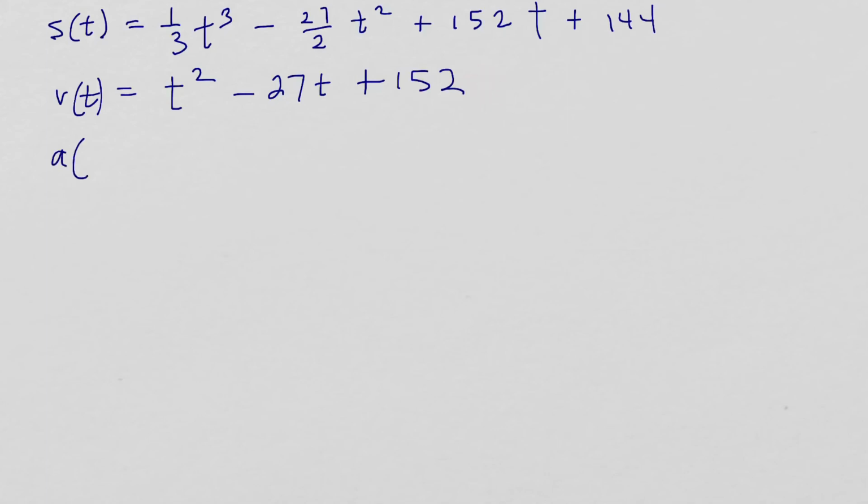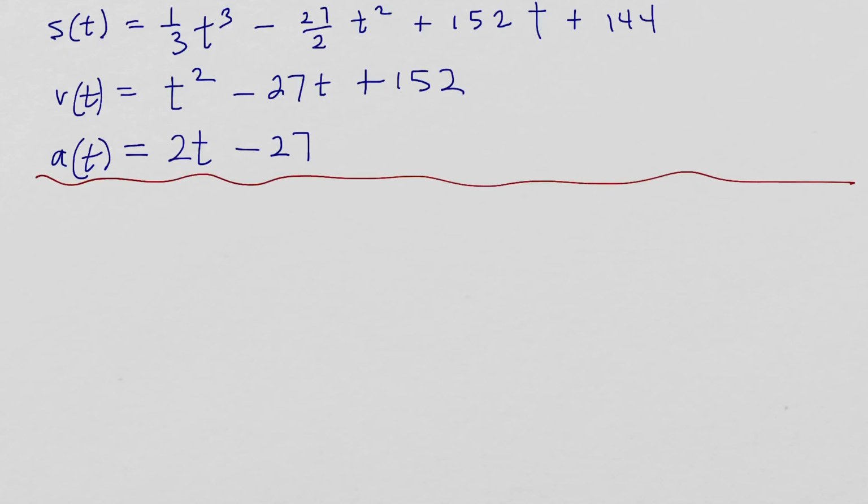Now we can figure out the acceleration function by differentiating the velocity function. So 2 times the number in front, that would just be 2. Drop the power down by 1, that's t to the first power. Then I've got power of 1, 1 times negative 27. Drop the power down to 0, which means t to the 0, which is 1, so I don't need to write it. And then the derivative of a constant is 0, so I don't write that. So this is my acceleration function, and this is my velocity function.